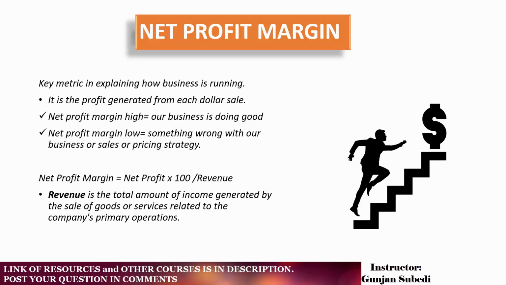Net profit margin is the net profit divided by revenue times 100. Or we can also write it as net profit times 100 divided by revenue. Revenue is the total amount of income generated by the sales of goods or services related to the company's primary operations. Revenue is also known as gross sales. So we'll also do the calculations related to net profit margin at the end of this section.